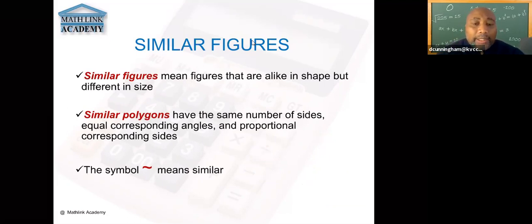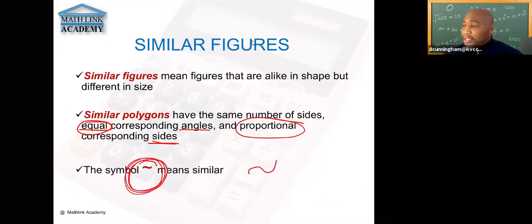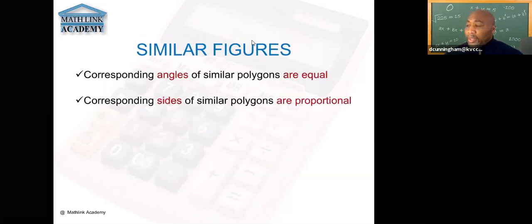Similar polygons have the same number of sides, equal corresponding angles, and proportional corresponding sides. The key to this is the angles are equal, but their sides are proportional. Now, this doesn't mean that they're equal. So we've got to have the equal angles. The symbol we use for similar is this. So we could draw that, and that's our symbol for similar. Again, what's important is angles are equal, but the sides are proportional.